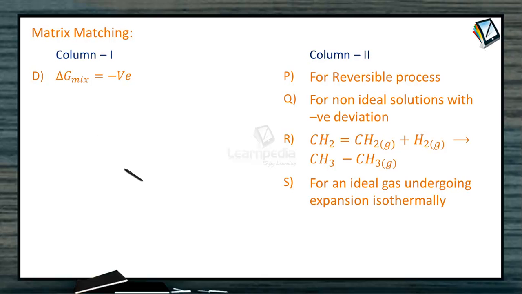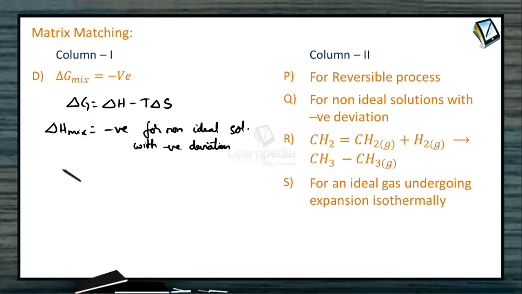The last one, the delta G mixing is negative. We have the relation delta G equal to delta H minus T delta S. Already we had just discussed that delta H mixing is negative for the case of non-ideal solutions with negative deviation, isn't it? Then delta S mixing is positive because whenever we are making the solution, the degree of randomness increases. So that is the reason why the entropy of mixing is positive.